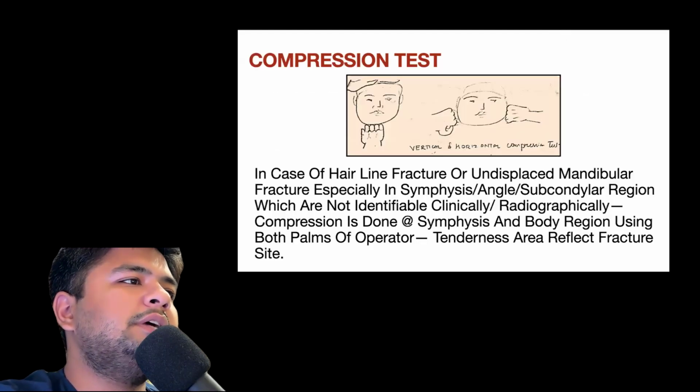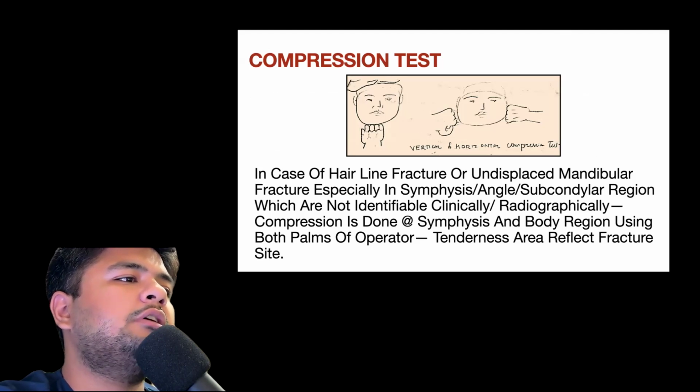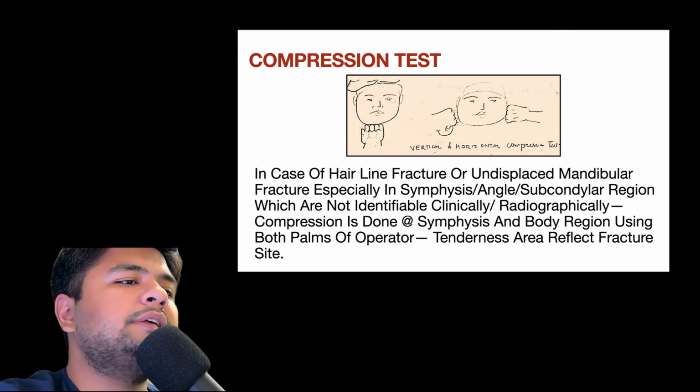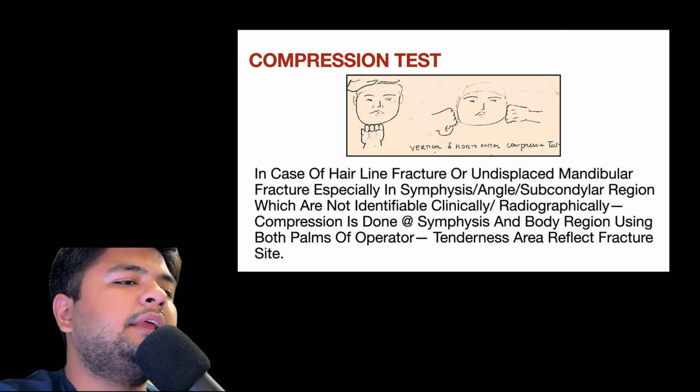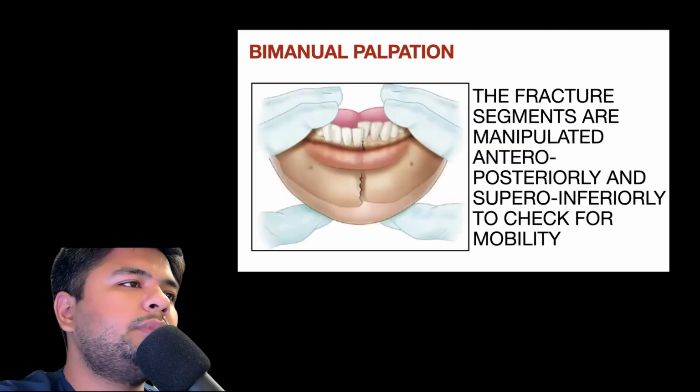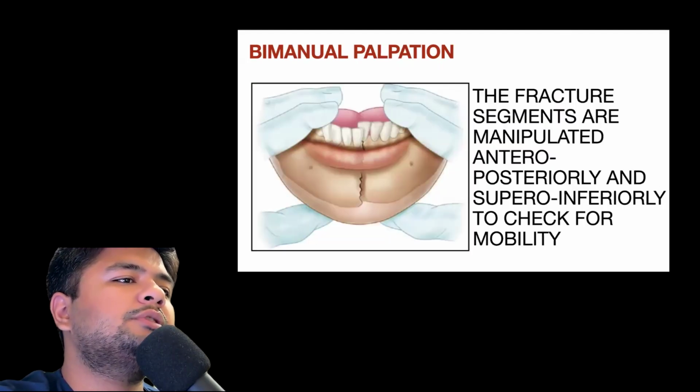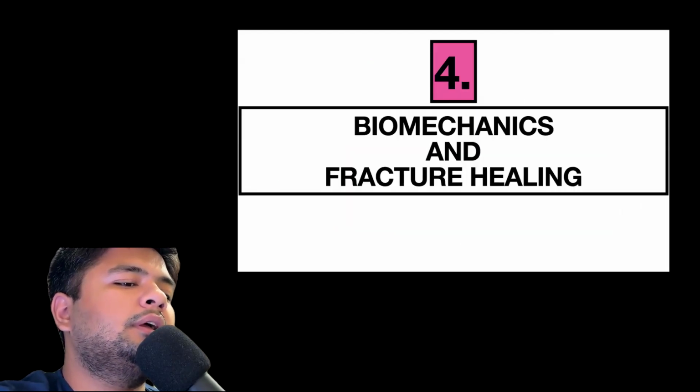Then we will be checking for the compression test. In case of hairline fractures or undisplaced mandibular fractures, especially in the symphysis, angle or subcondylar region, which are not identifiable clinically or radiographically, compression is done at the symphysis and body region using both the palms of the operator. Tenderness area reflects the fracture site. Then coming to the bimanual palpation, the fracture segments are manipulated anteroposteriorly and superior-inferiorly to check for mobility.